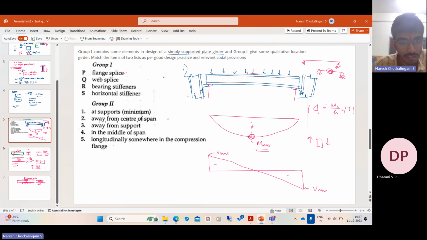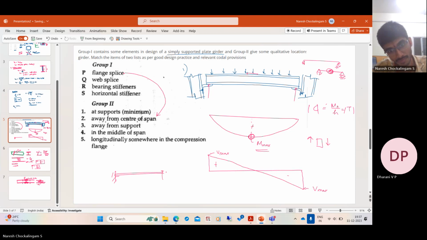So flange splice should be provided away from the center of the span, because it is simply supported like that. If you have a fixed beam, you should not put it near the support also, because the fixed beam bending moment diagram is something like this. So flange splices should be provided always close to the points of contraflexion. So these are called the points of contraflexion, where the bending moment is almost zero.